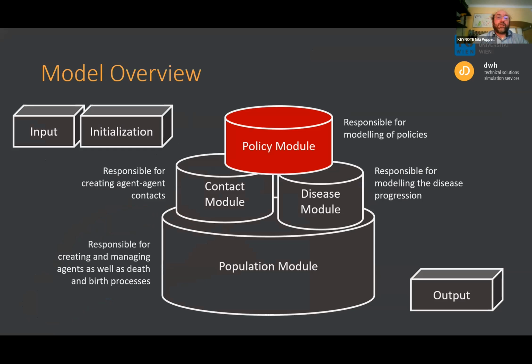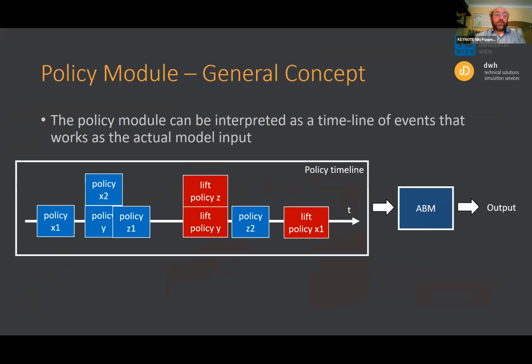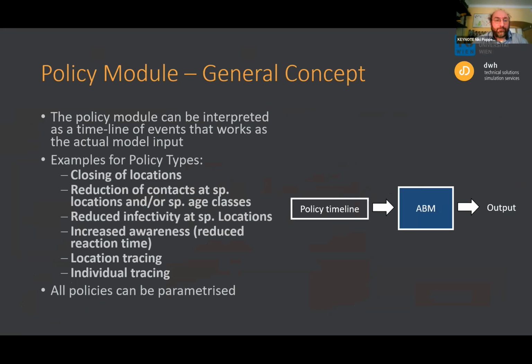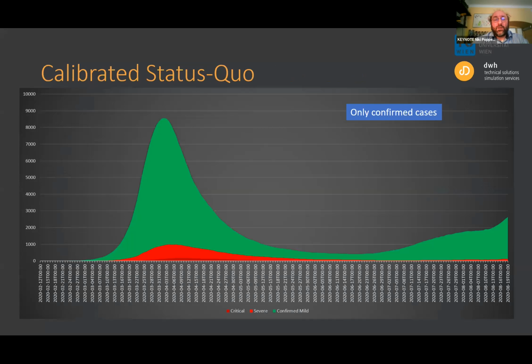The policy module, as the fourth of our modules, is just to be able to have a timeline of events that works as the actual model input, where we have the setting and the lifting of policies for the agent-based model. Examples, of course, are closing of locations, testing, tracing strategies, increased awareness, and so on.